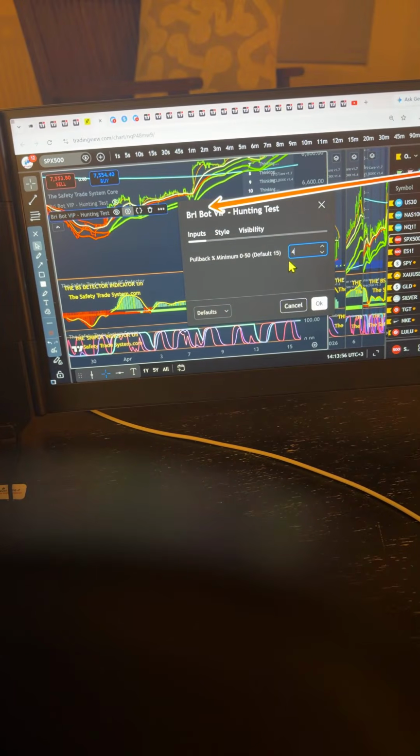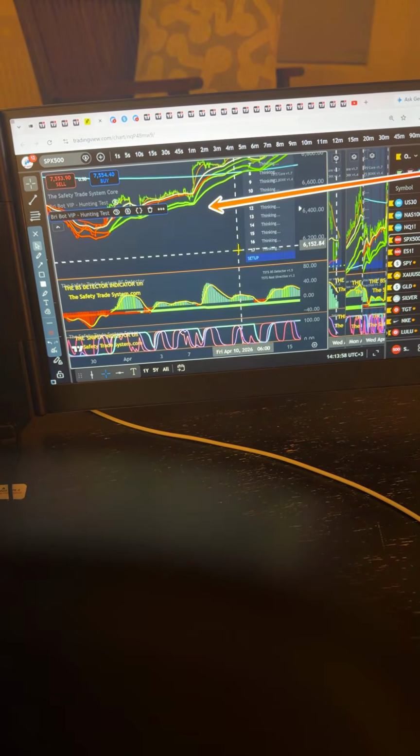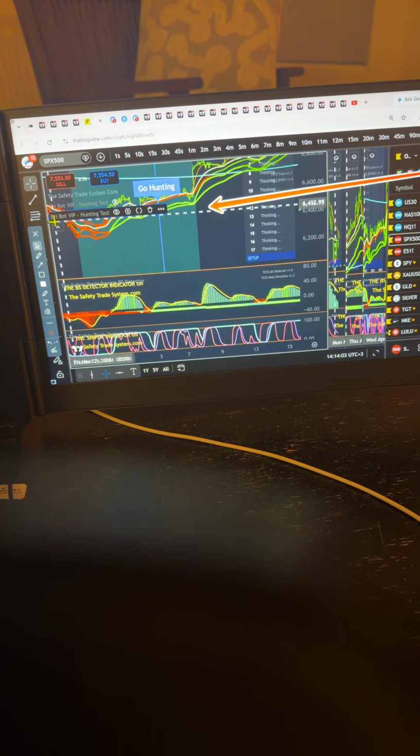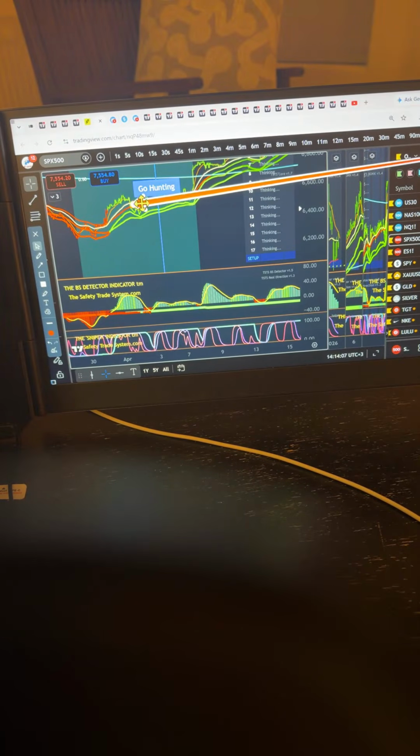So we can go back to that 4 again. See how that looks. There you go. See, now when I did that, it took away even the first one and went into the second one. So just look for the best entry.